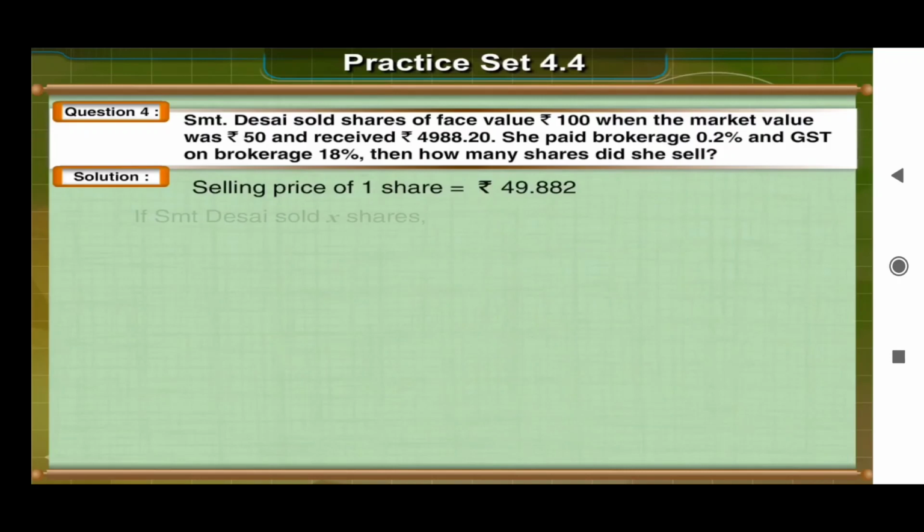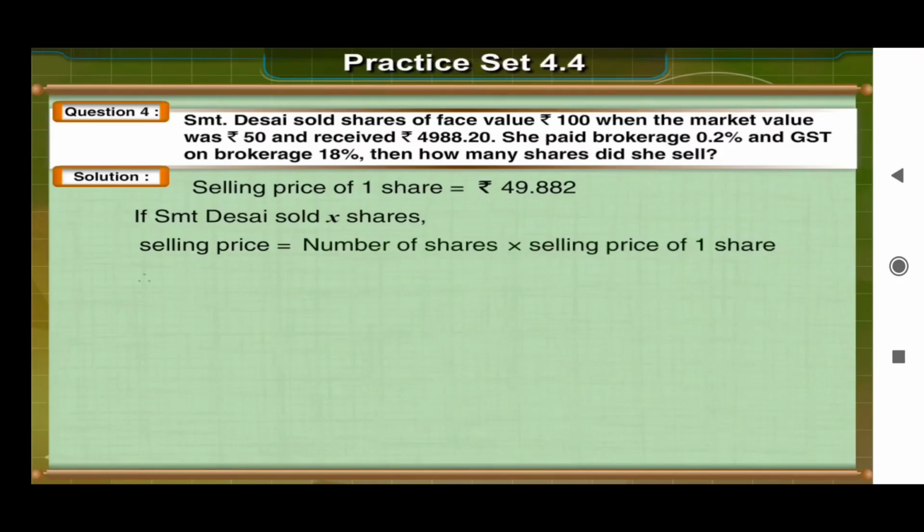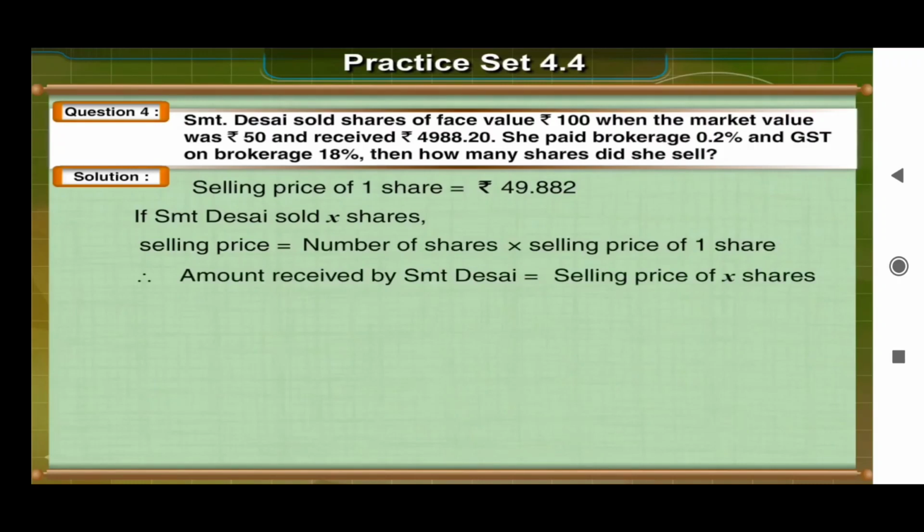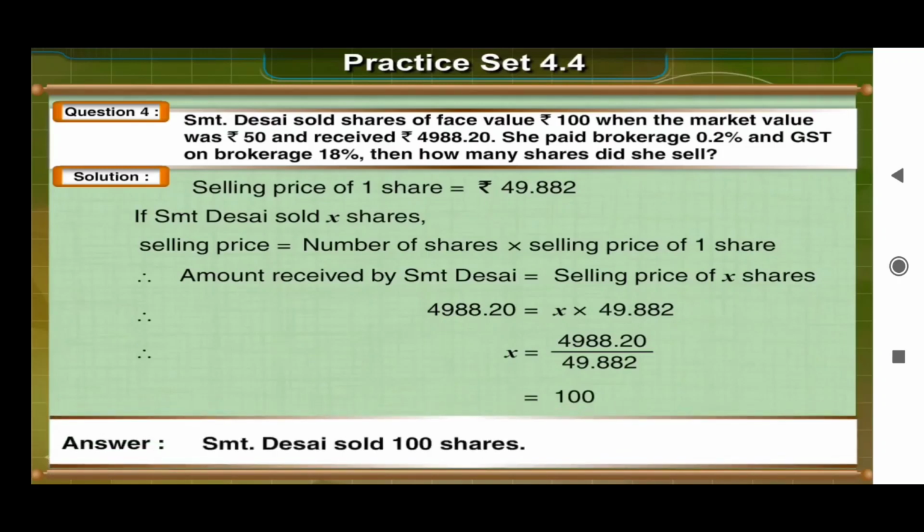If Srimati Desai sold X shares, then selling price is equal to number of shares into selling price of 1 share. Therefore, amount received by Srimati Desai is equal to selling price of X shares. Therefore, 4,988.20 is equal to X into 49.882. Therefore, X is equal to 4,988.20 upon 49.882, and that is equal to 100. Answer. Srimati Desai sold 100 shares.